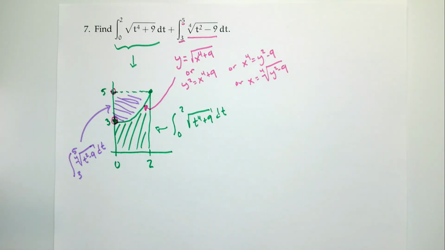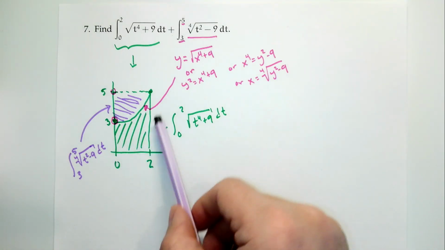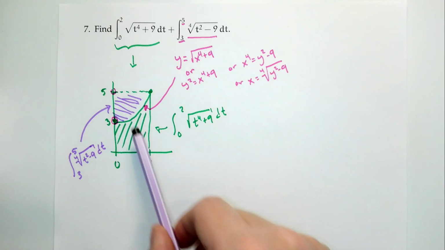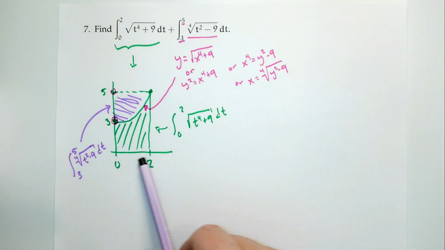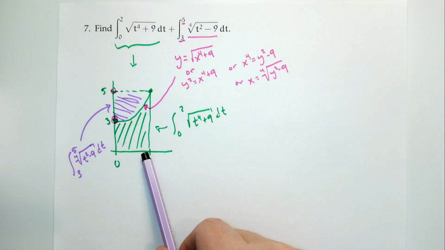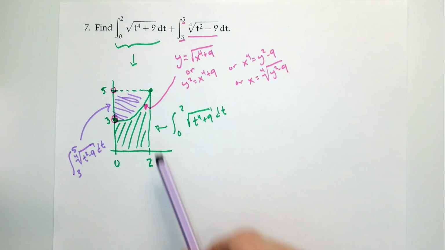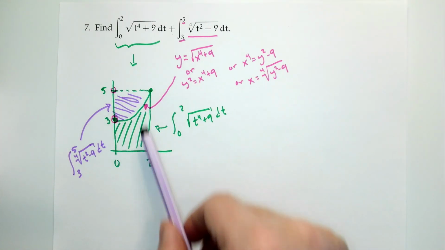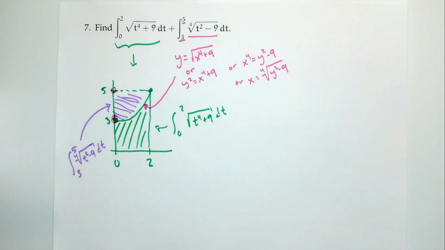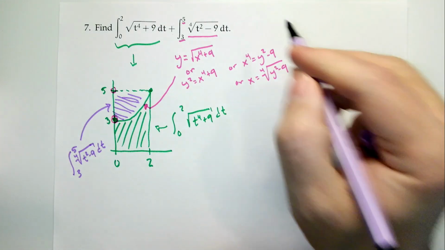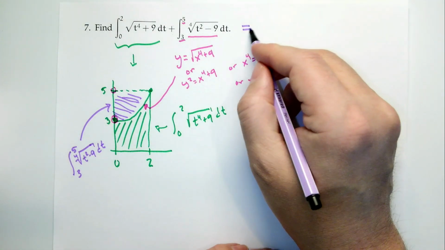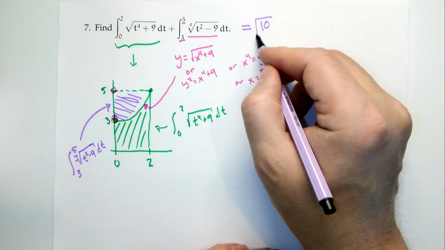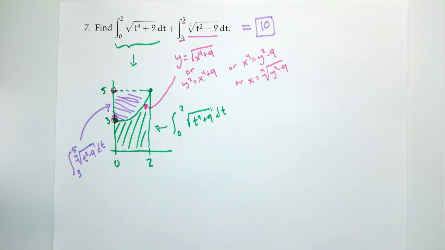Now remember, these are geometrical things. These are areas. I don't know the area of the first piece. I don't know the area of the second piece. But when I put them together, I get a shape. What shape do I get? It's a 2 by 5 rectangle. And the area of a 2 by 5 rectangle is 10. And that's the answer.